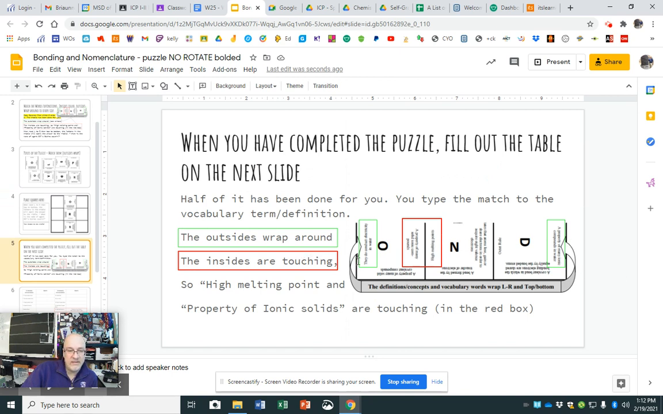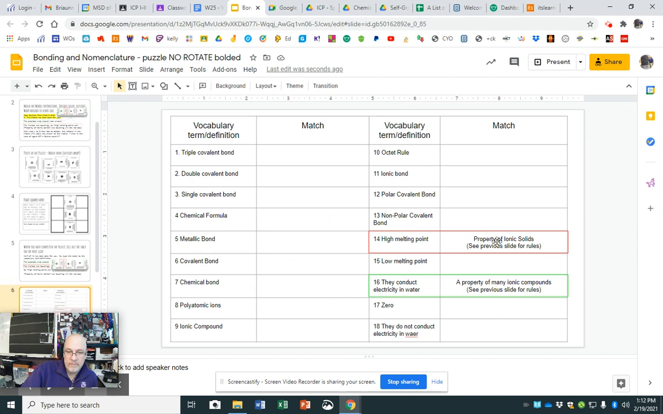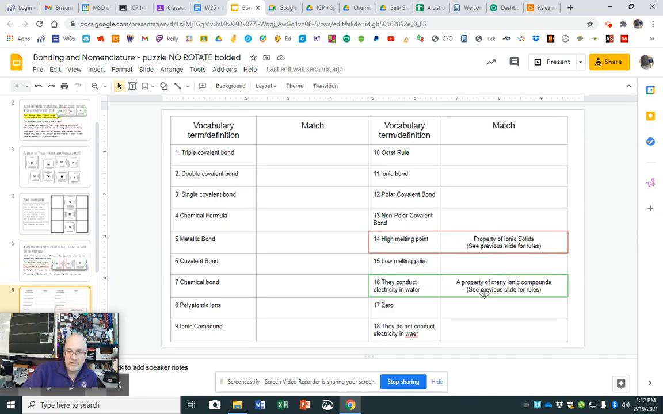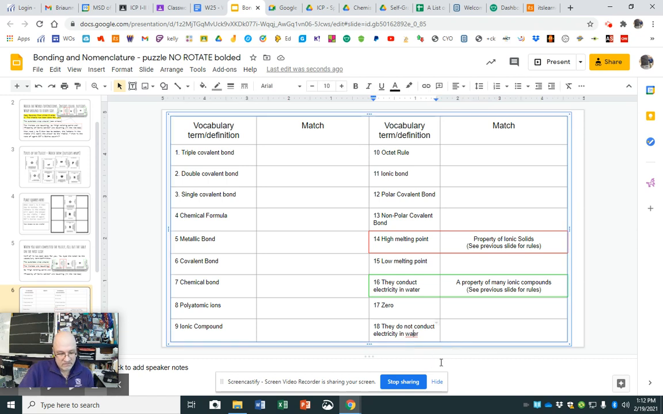Here's another example of going around. That red part right there, the insides are touching. And this green part, the part that wraps around, the outsides wrap around. So I'm giving you the vocabulary term or definition, and you have to find the match to it. There are 18 of them. You go through and put the match in there. That's what we're doing this week.